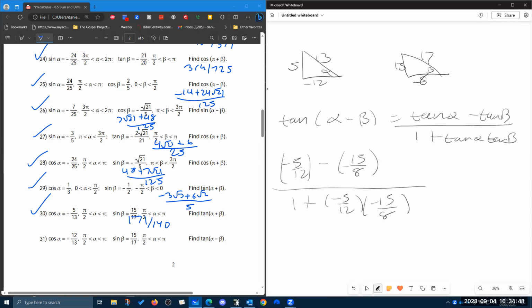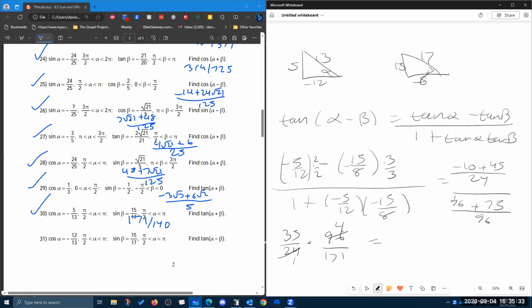Let's see here, multiplying by 40 over 40, 5 over 5 and 8 over 8, this gives me negative 96 plus 75 over 40 plus 180, which is 220, so the result is 171 over 140 in magnitude.